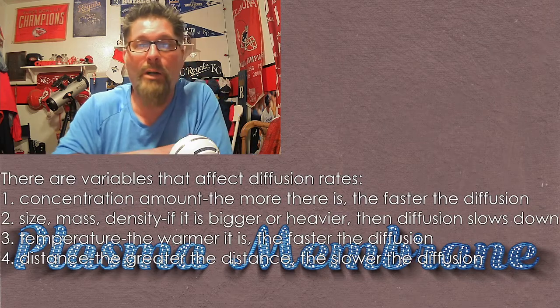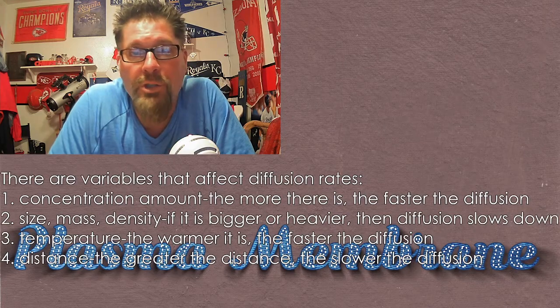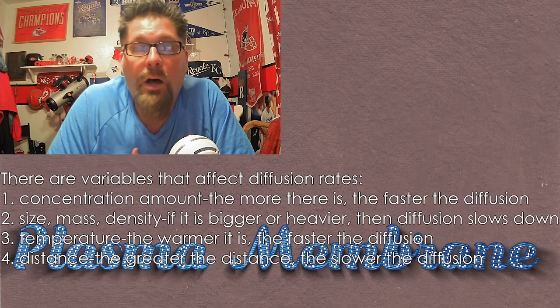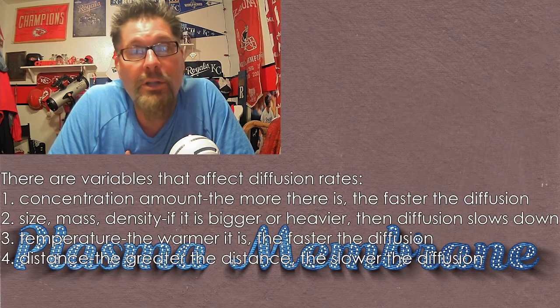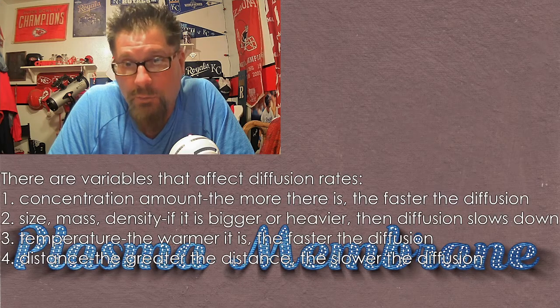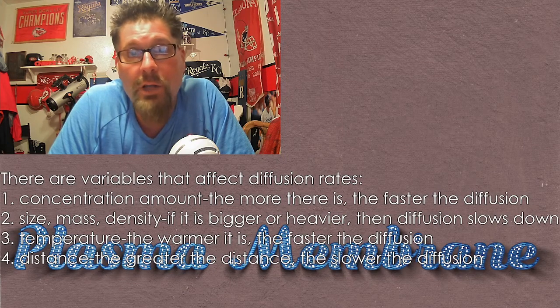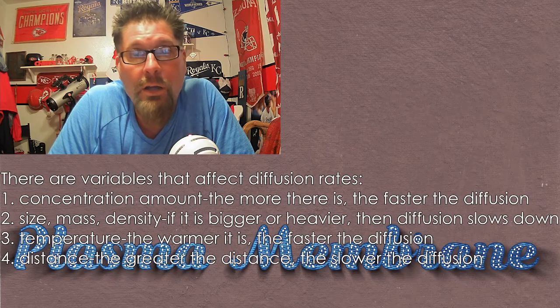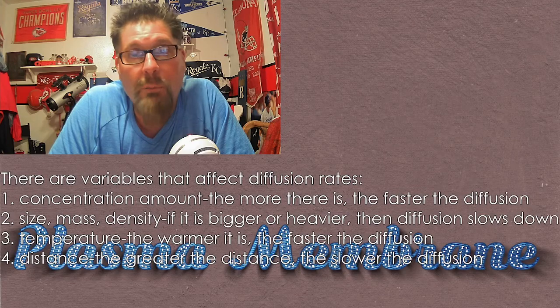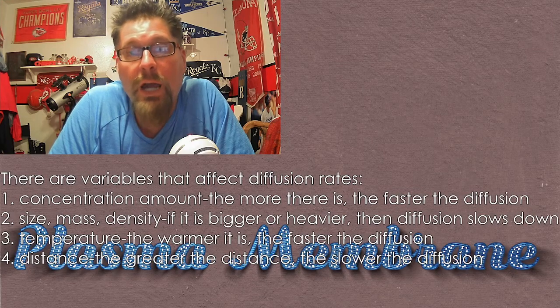Now, another aspect that we've got to think about with diffusion is that there are variables that affect the diffusion rate. And I've got them listed here as you're writing down the main idea, but the opposite is also true. You want to keep that in mind as well. So, for example, concentration amounts. If there's a bunch on one side, and not much on the other, then that's going to speed up diffusion. But if the numbers are more similar, then it will slow down diffusion.